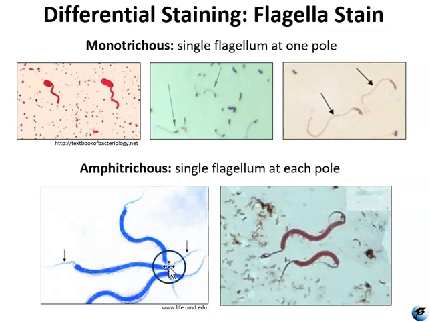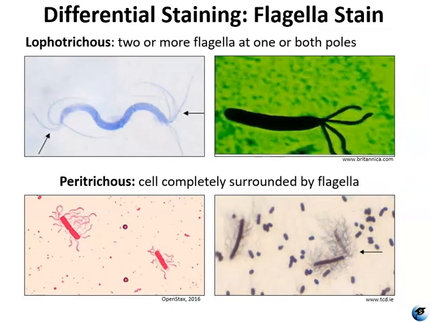Left hand, right hand. Lophotrichous is when it has two or more flagella, and it's either at both poles or at one pole. I remember lophotrichous by saying that they're lopsided. They always have more than one flagella at a pole, but it's lopsided. Sometimes it's both poles and sometimes it's only one pole. And then peritrichous, I remember by the fact that it has flagella all around the perimeter of the cell. So they're not at the poles, they're all over, all around the perimeter, peritrichous.